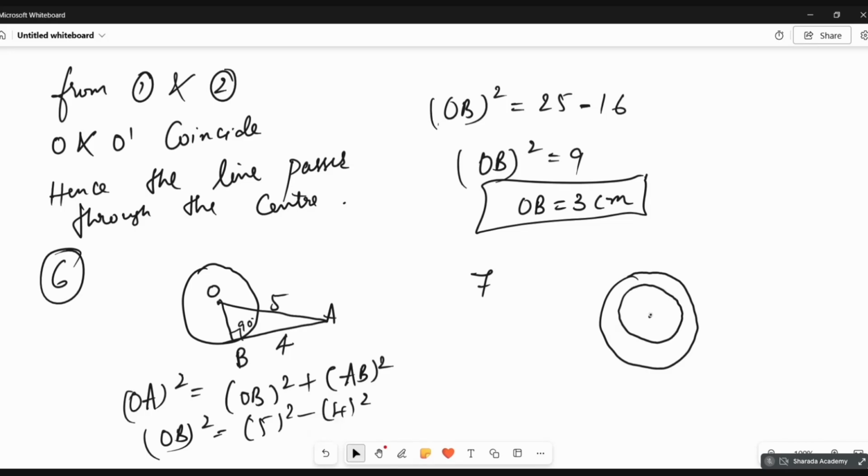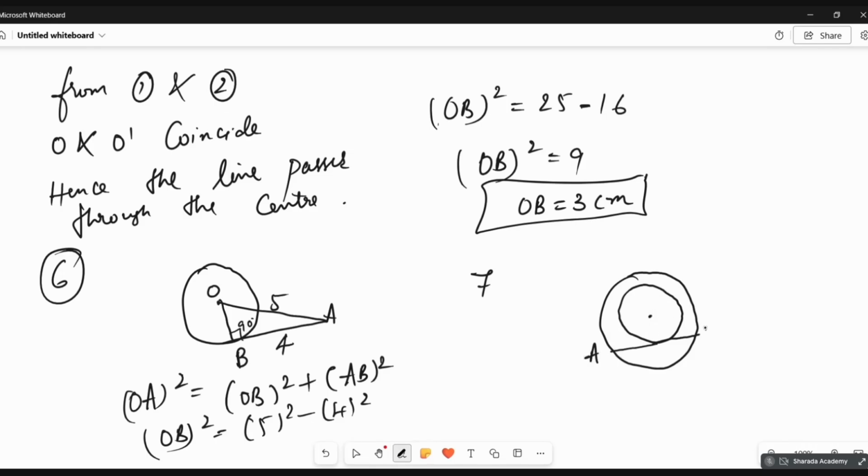So two concentric circles, okay, of radii 5 centimeter and 3 centimeter. Find the length of the larger chord which touches the smaller circle. So the larger chord which touches the smaller circle will always be a chord to the bigger circle and a tangent to the smaller circle. Again, I repeat, whenever he says it is a chord to the bigger circle and it touches the smaller circle, that means it is a tangent to the smaller circle, correct? So this will be the diagram here.